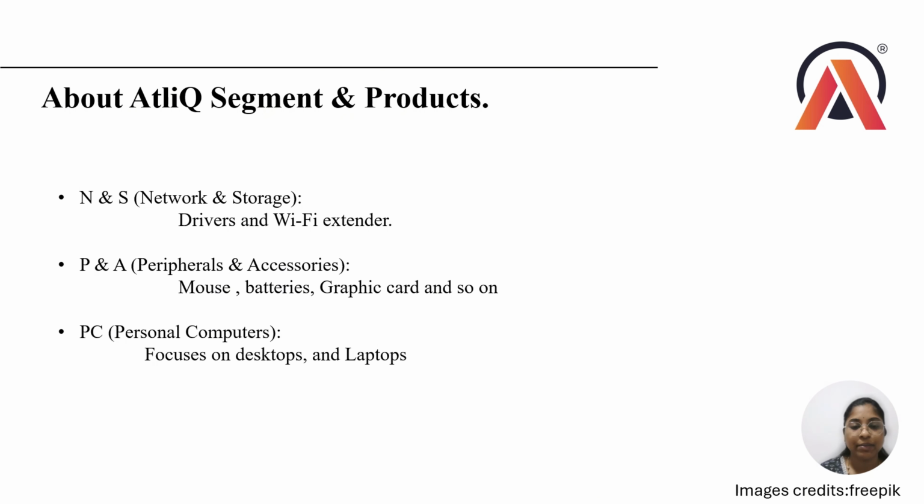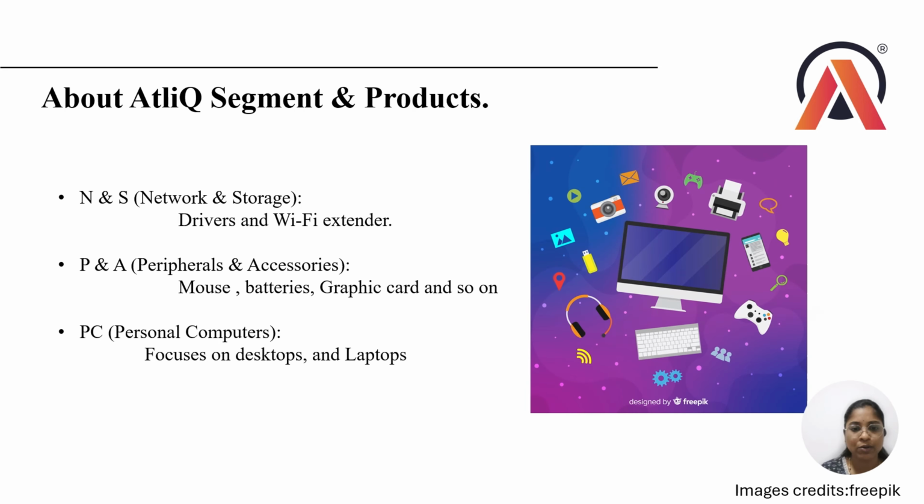And then AtliQ segments and products. AtliQ offers a wide range of products which we organize into three main divisions: network storage, peripheral accessories, and personal computer. Network storage includes drives, Wi-Fi extenders, and so on. Peripherals and accessories means mouse, batteries, graphics, and so on. Personal computer focuses on desktops and laptops. They manufacture and sell to different customers. This division helps to streamline operations and track performance effectively.